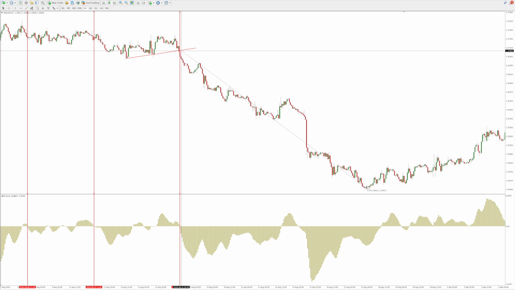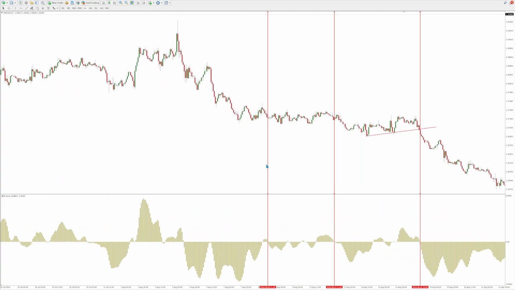What's that? 250 plus pips, not bad at all, okay? Even up here, perhaps a bit early, but nonetheless.